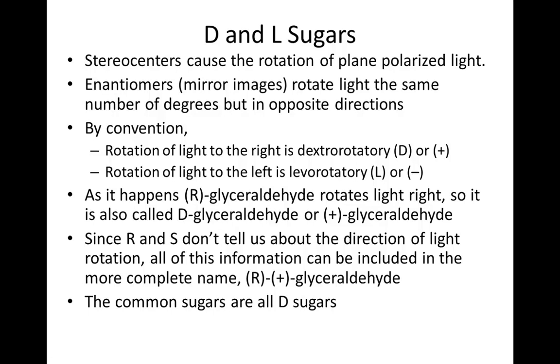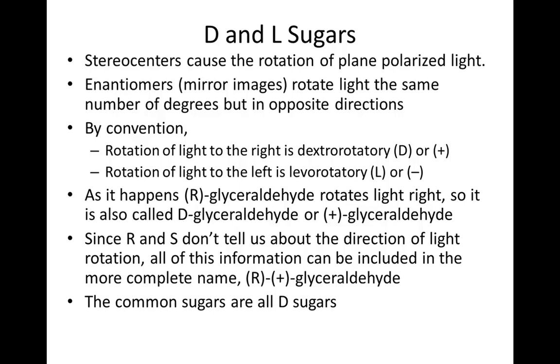Now, the fact that it's drawn in the R configuration doesn't tell us what direction the light will be rotated. Remember, stereocenters were discovered because they cause the rotation of plane polarized light. If you have enantiomers, they rotate light by exactly the same amount but in opposite directions. So an exact 50-50 mixture is called a racemic mixture, and that mixture would not rotate the light. But if we can separate the enantiomers, then we can see the rotation of the light.